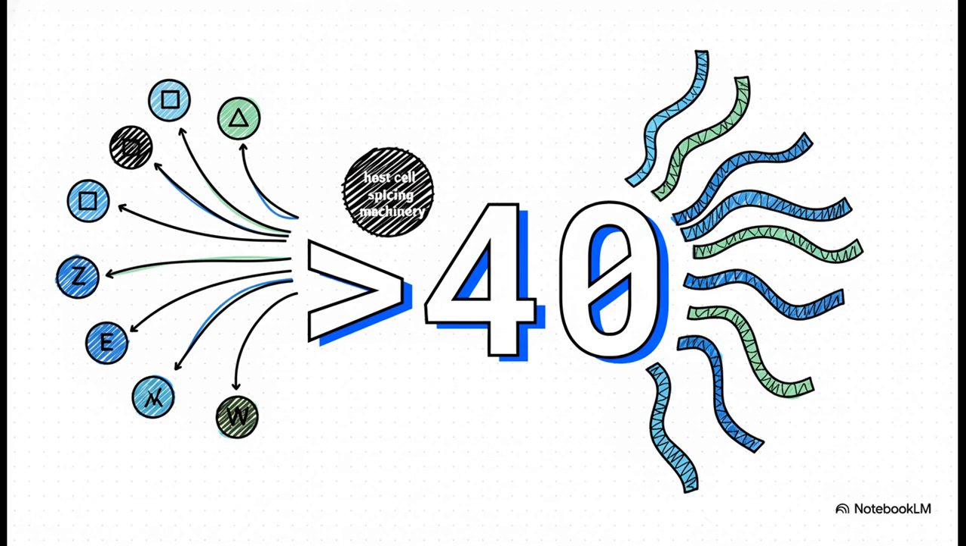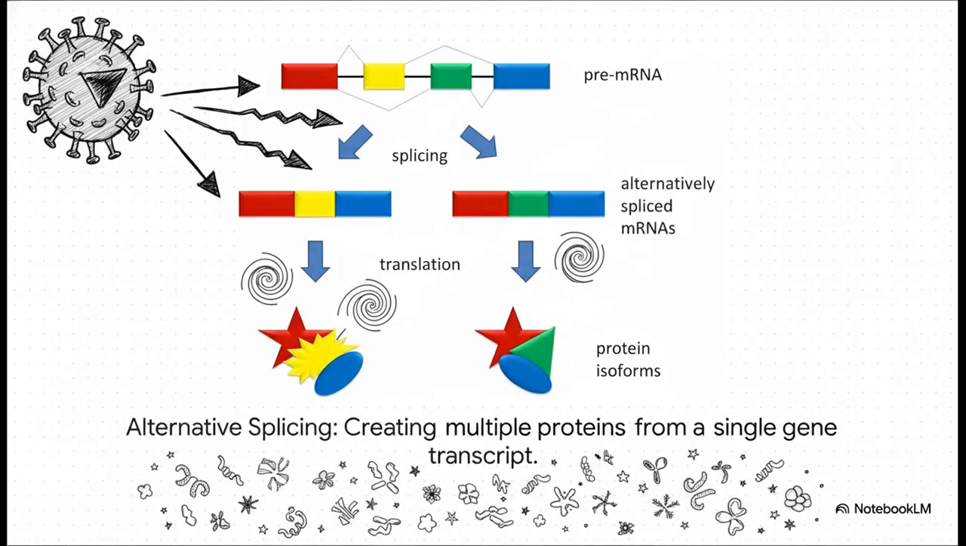Now get ready for this, because this is the astonishing part. The integrated HIV genome has only about 9 genes. 9. Yet by cleverly manipulating the host cell's splicing machinery, it can generate more than 40 different messenger RNAs from that handful of genes. That is an absolutely incredible amplification of information. Just think about that. And this is how it works.